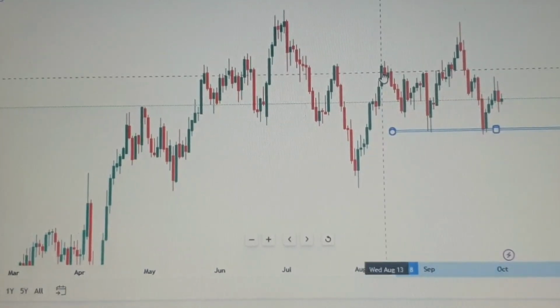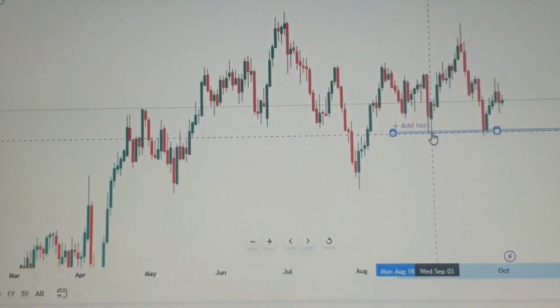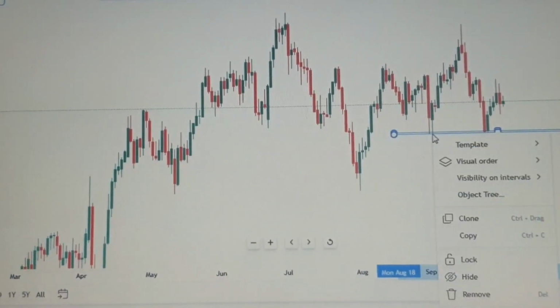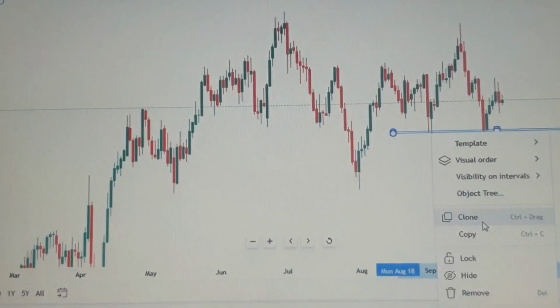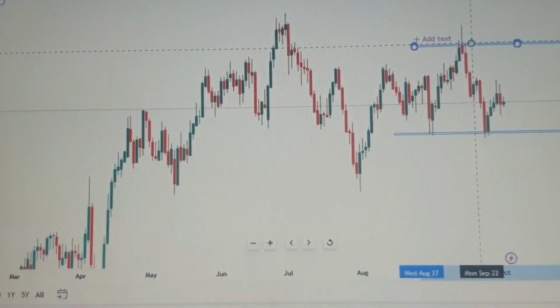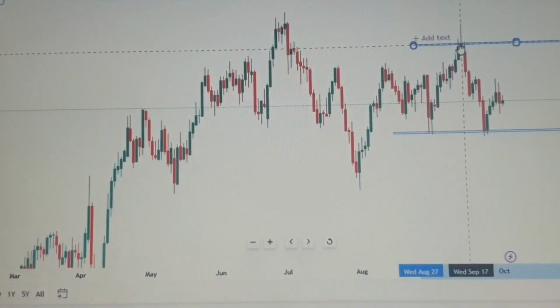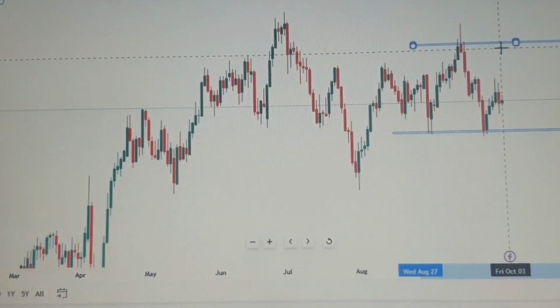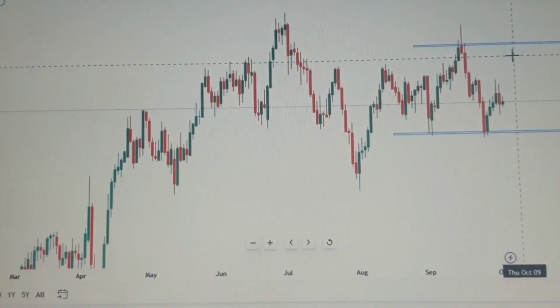So the second thing I do is I clone this to get my second key level in the market, which is here, because I'm looking at here as the neckline of this double bottom. This is the neckline. So what is the objective that I'm looking for?